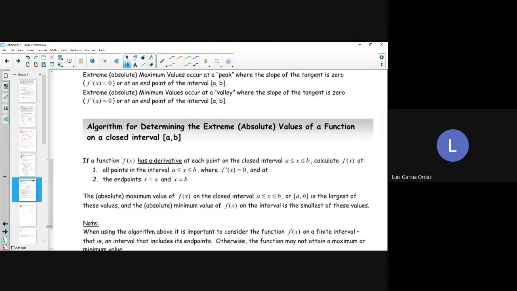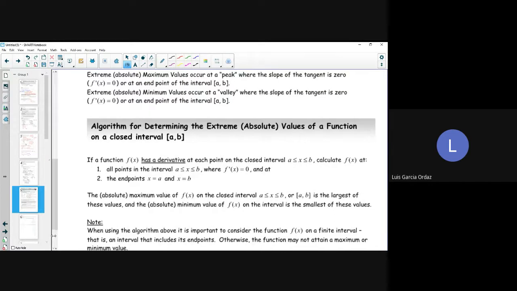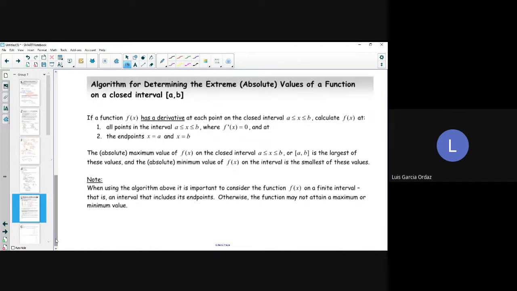So when using this strategy, it is important to consider the function f of x on a finite interval, that is, an interval that includes its endpoints, otherwise the function may not attain a max or min value. What that basically means is that if I do not have any closed points at the beginning and at the end of my graph, I have to assume that the graph is continuous, which means I may not have an absolute max or absolute min, which is why it is important, if you're using this strategy, that it is contained in a specific interval. So for example, the first one was contained between x is equal to 1 all the way to x is equal to 8.